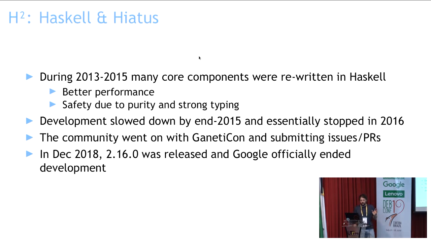So eventually, due to internal changes at Google, development slowed down by the end of 2015 or mid-2016, and it essentially stopped by the end of 2016. The thing is, there was a sizable community that had developed around the project, and even had an annual users meeting, which we call Ganeticon. And the community went on holding Ganeticon every year since then, and submitting issues and pull requests, which remained in limbo for quite some time.